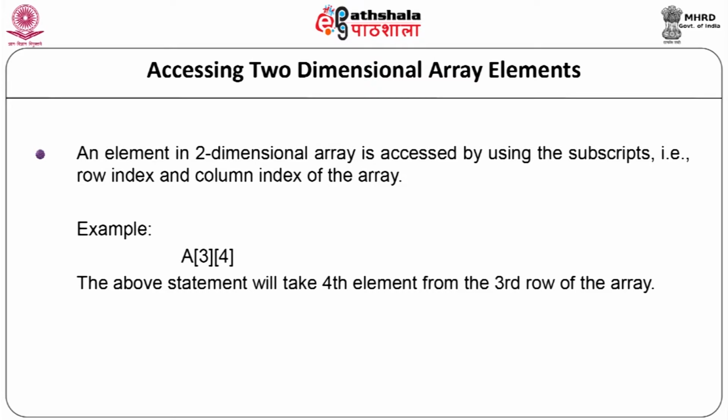Now let us see accessing two-dimensional array elements. An element in a two-dimensional array is accessed by using subscripts, that is the row index and column index of the array. Example: int val = a[2][3]. The above statement will take the 4th element from the 3rd row of the array.